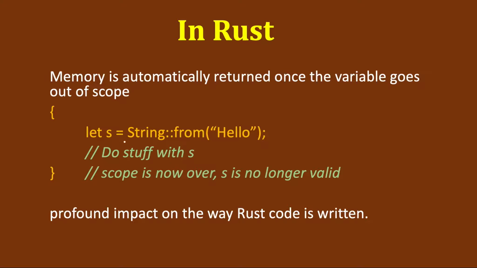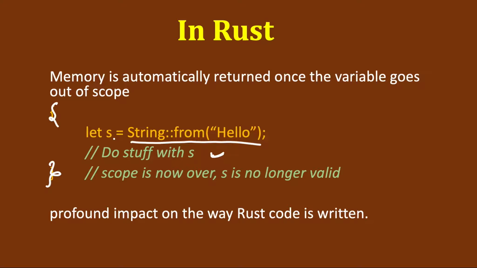For example, here we created a string s and we requested memory from the OS and it was allocated to us in the heap. Then we can do various things with s, and here with this closing brace, the scope of this variable s ends and we can no longer use the variable s, and the memory is returned back to the OS. So this has a profound impact on the way Rust code is written. You may be thinking that it's a very simple situation and what's the problem here?